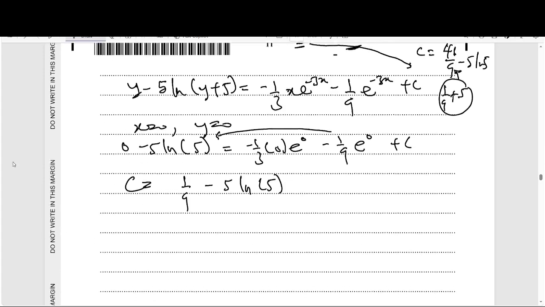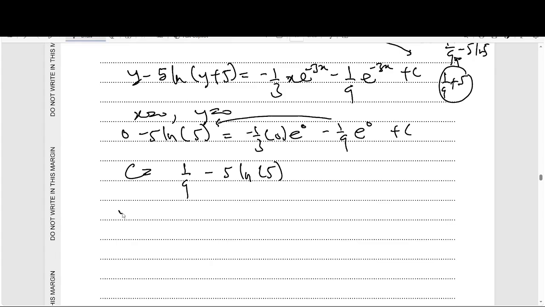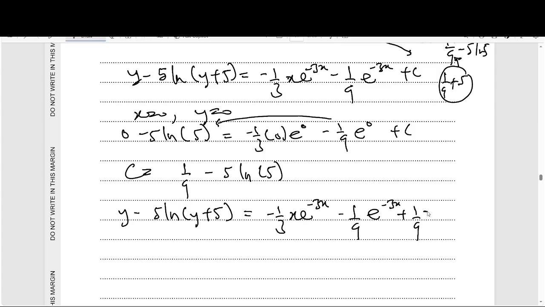So now we can rewrite our entire equation again. Going to write y minus 5 ln y plus 5 is equal to we have negative 1 over 3 x e negative 3x minus 1 over 9 exponential of negative 3x, and then plus c. Now we know c is 1 over 9 minus 5 ln 5, right?